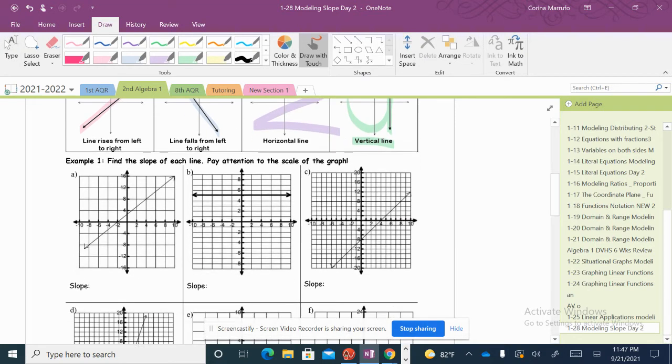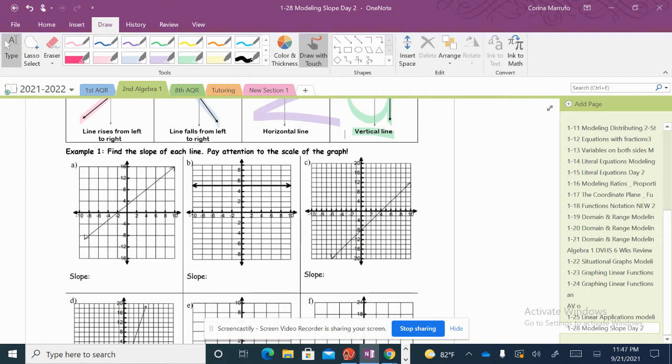So then from here it says, find the slope of each line and pay attention to the scale of the graph, okay? So that's a key. Pay attention to the scale. If we paid attention to the scale, my scale is counting by 2s: 2, 4, 6, 8, 10. And this one is counting by 4s: 4, 8, 12, 16. So it's a little tricky.